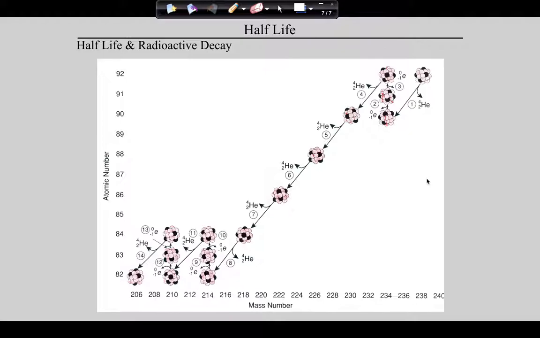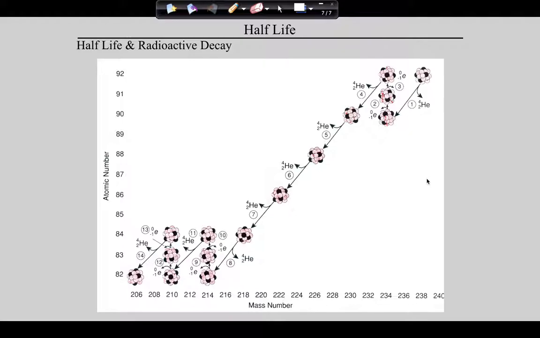So what's on the y-axis now? Atomic number. So up here, protons, up here is element number 92, which is uranium. Now guys, on the x-axis, it is mass. Not neutrons, but mass. So guys, this then is how this goes. These nuclei actually start as uranium atoms with a mass of 238.